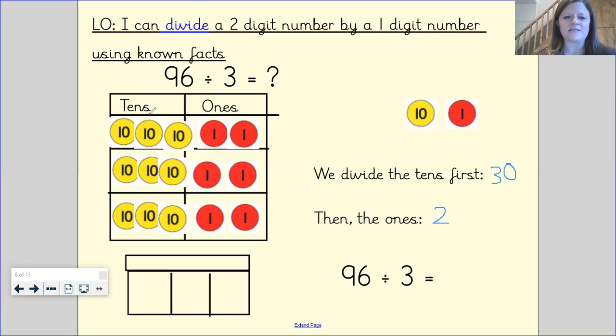Sorry, I digress. Let's go back to this one. 96 divided by 3. Let's count up our rows, our groups, and we've got 32 in each group. So 96 divided by 3 is 32. Well done if you got that one correct.